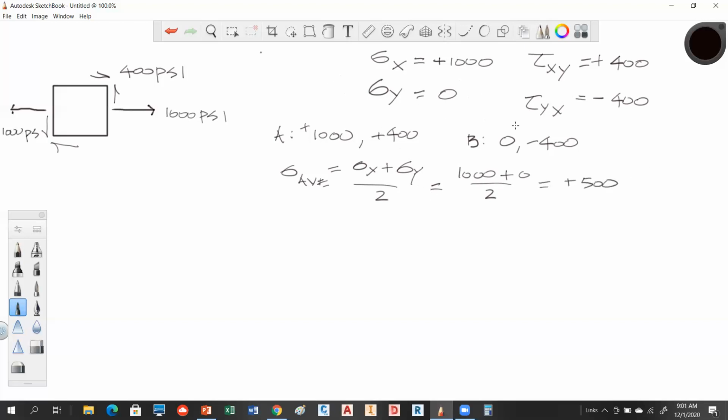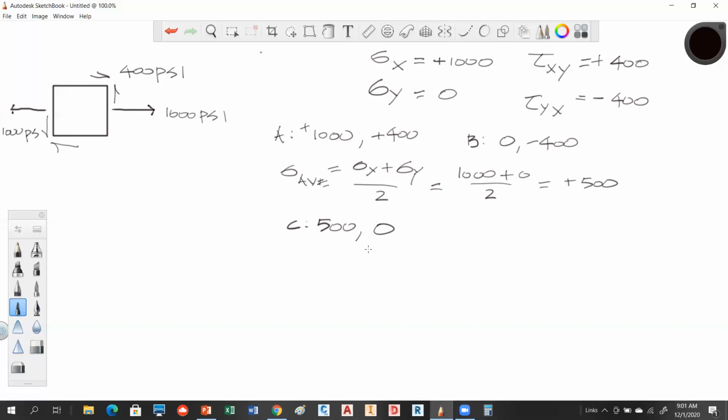All of these stresses are in PSI, so the whole unit is PSI. That allows us now to get the value of C, which is the center of the circle. That's going to be the average stress, 500, and the other coordinate is always 0. So we have point A, point B, and point C. That's the major piece that you need to develop Mohr's circle.